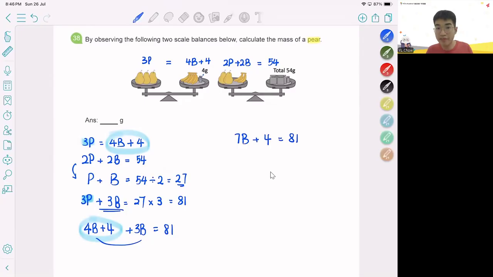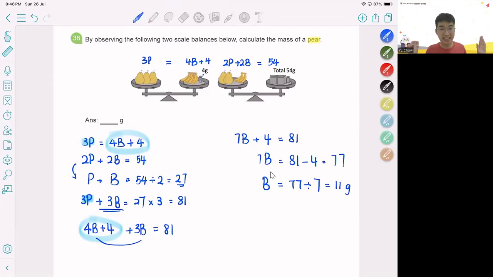Right. So from there, you can find out one banana or seven bananas first. Let's go slowly. Seven bananas plus an extra 4 grams is 81 grams. So seven bananas is 81 minus 4 equals 77 grams. Now the bananas are identical, so you can just get one banana is 77 divided by 7 equals 11 grams.